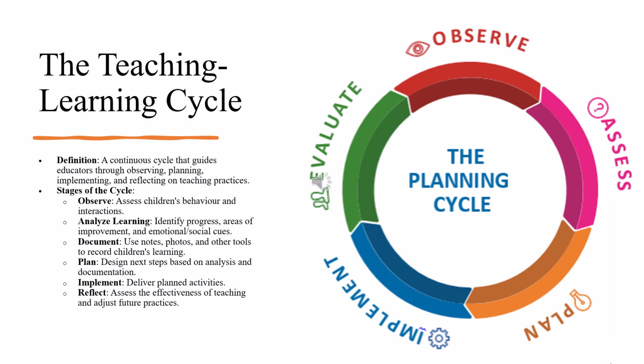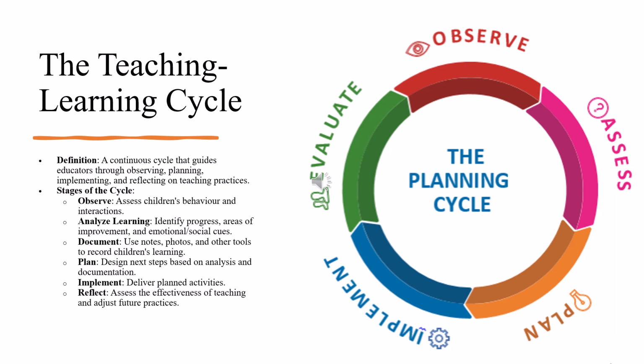Slide 4, the teaching learning cycle. The teaching learning cycle is central to early childhood education. It's a reflective, ongoing process with 6 stages. Number 1, observe. Watch how children behave and interact. Number 2, analyze. Identify learning progress and needs. Number 3, document. Capture learning through notes or photos.